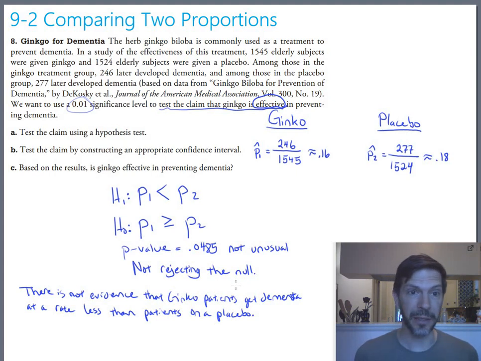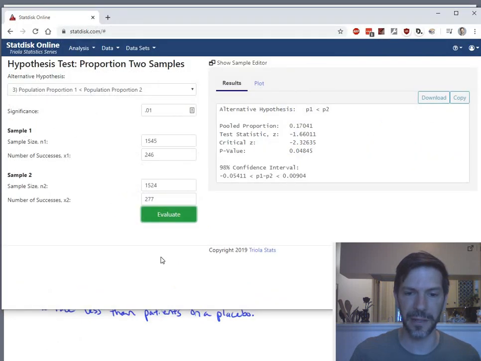Okay, so we've done part A. Man, this video is already 15 minutes long, but we need to power through and do part B. So basically we just said there wasn't convincing evidence that ginkgo works. Part B says, test the claim by constructing an appropriate confidence interval. Part of the beauty here, if you noticed when you looked at StatDisk, was it built the confidence interval for you right there. And okay, let's just copy this confidence interval down, and then let's talk about what it actually means.